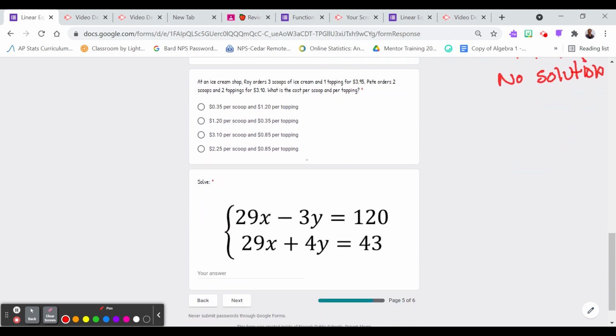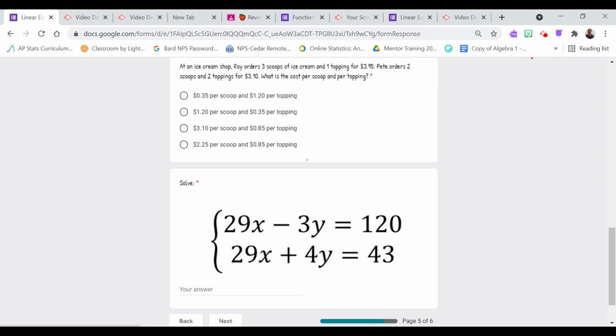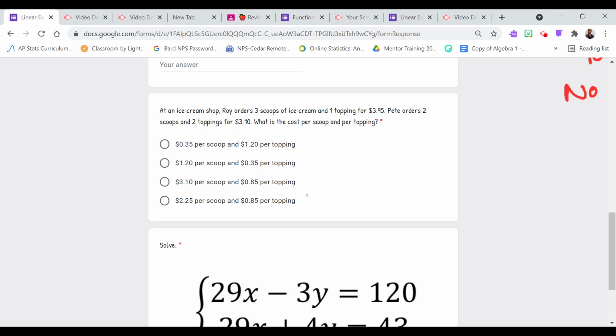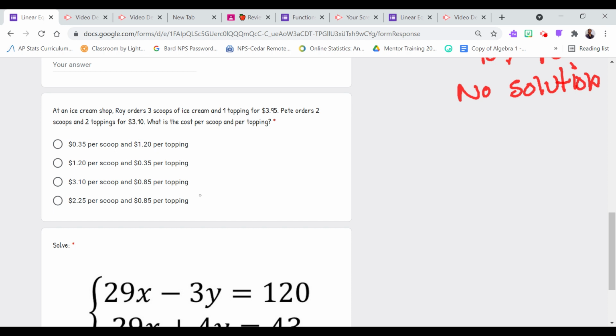Okay, so the third question. At an ice cream shop, let me just zoom in. At an ice cream shop, Roy orders 3 scoops of ice cream and 1 topping for $3.95. Pete orders 2 scoops and 2 toppings for $3.10. What's the cost per scoop per topping? So we don't quite have an equation, but essentially we need to come up with an equation and figure out the amount for scoops and toppings. It looks like those are the variables we're interested in.